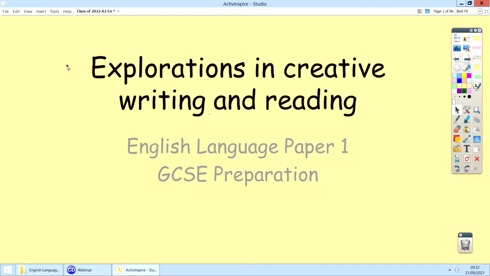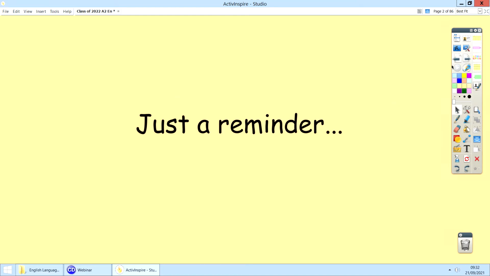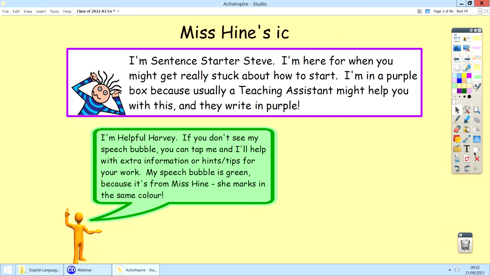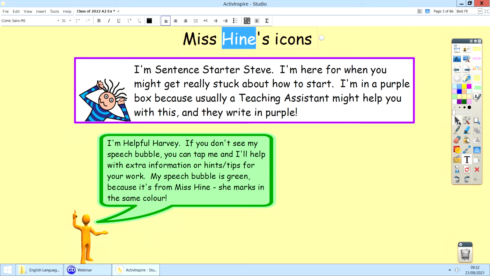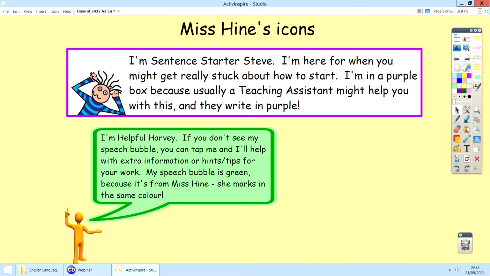Okay, so we're just going to quickly run through what's on the screen. So just a reminder then, first of all, that I use icons in my lessons. This here is sentence starter Steve, and we all know him for when we're really stuck. He's in purple and white usually because a teaching assistant writes in purple, and they usually help you with stuff like this. Helpful Harvey, you all know him. I use him quite often, and yeah, he's fabulous. We love Helpful Harvey. He's great.